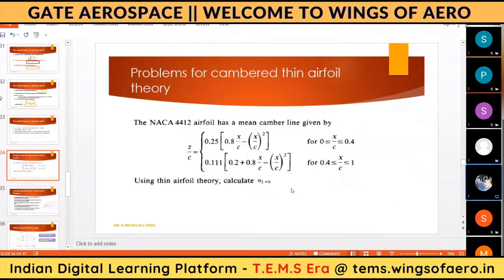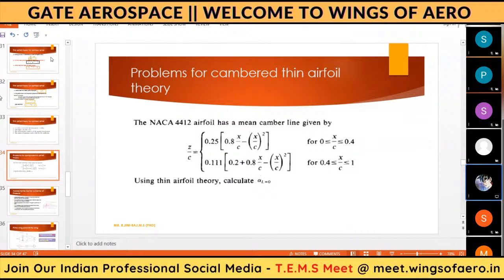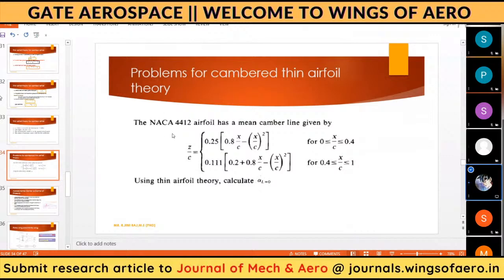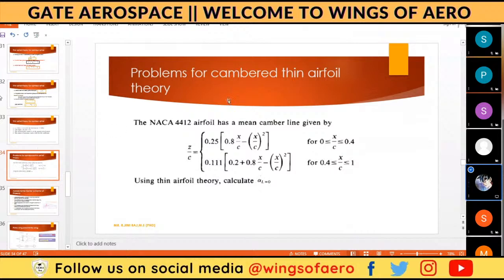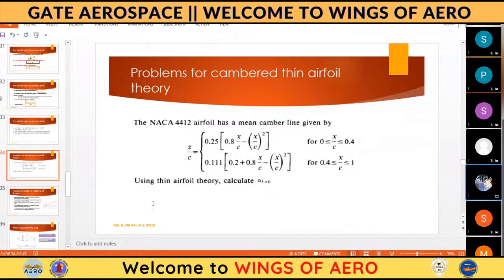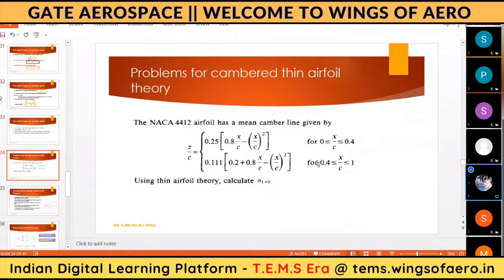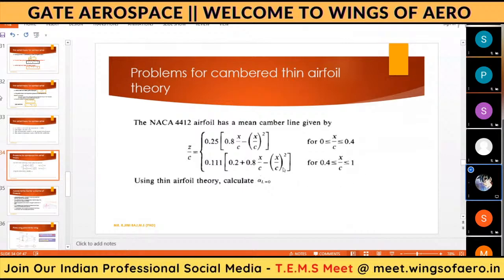Sir, I am getting around 0.25 into 0.8 minus x by 2c. Yes, correct. Then for the second equation also, 0.111 into 0.8 minus 2 into x by c. Those two equations you got. The second equation I have not solved, but the first I have solved, sir. Okay, solve the second equation also. It is the same equation, only the constant outside, 0.111, is changing.